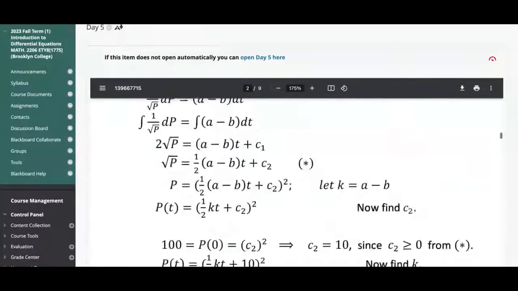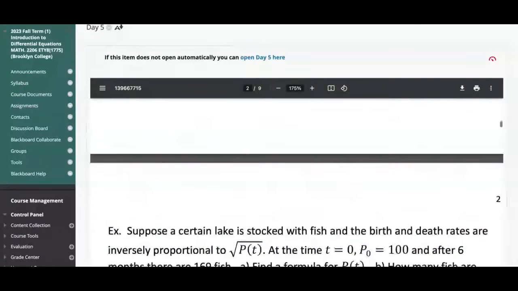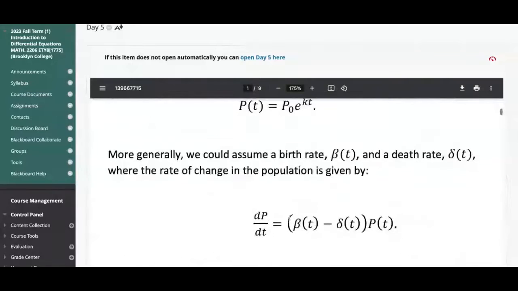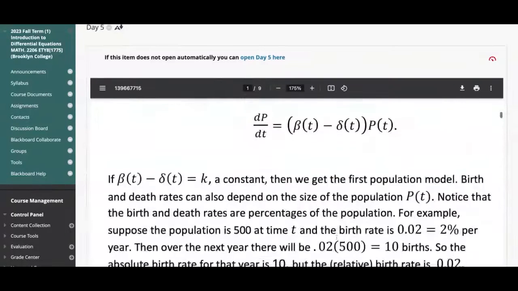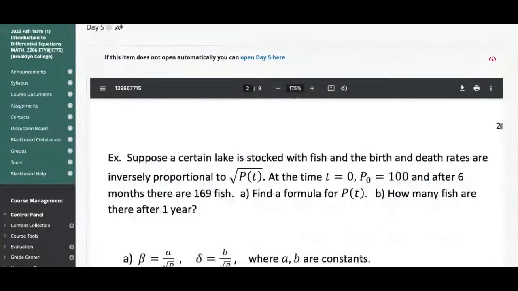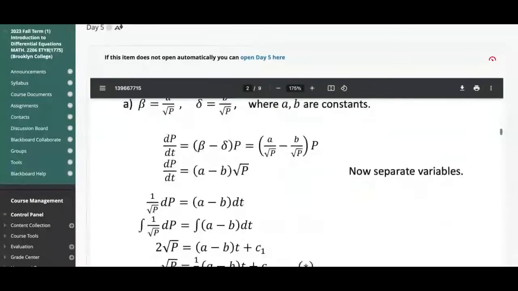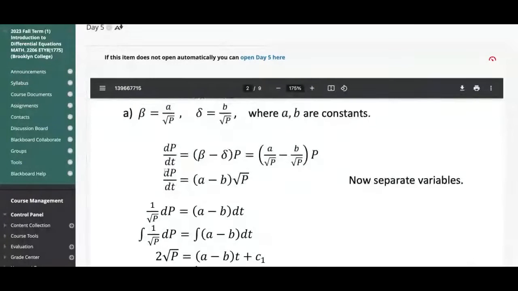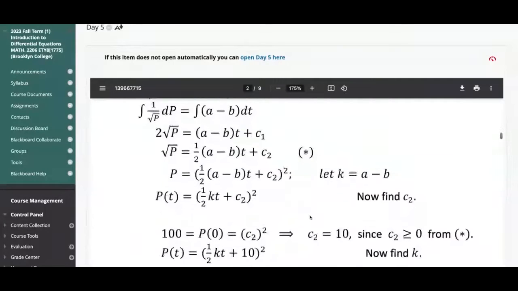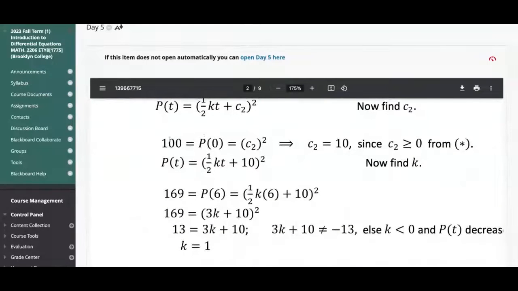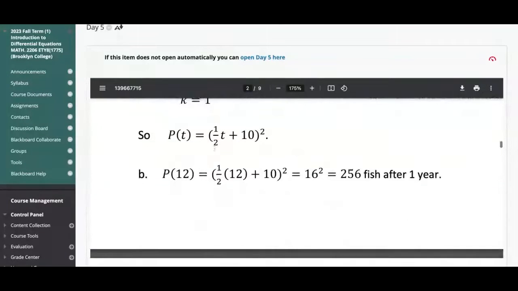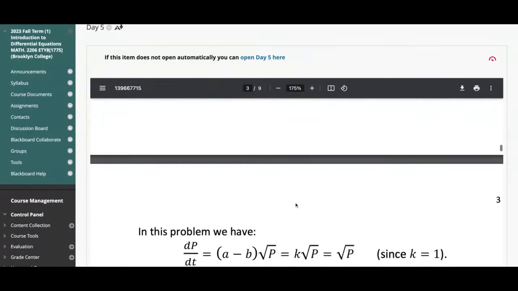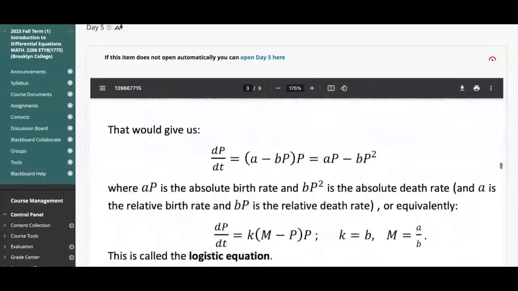Okay, anyone has any question? It's just using this formula and using the initial condition. I use the separable method, then use the initial conditions to get the constant values and plug in to get the population function. All right, let's keep moving.